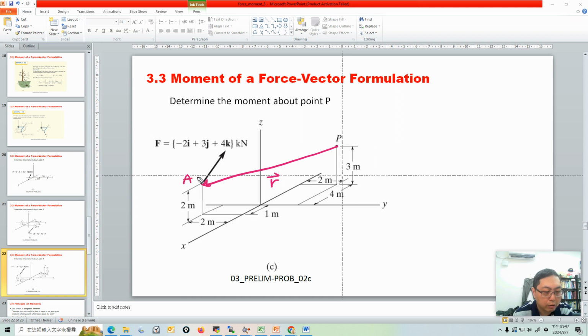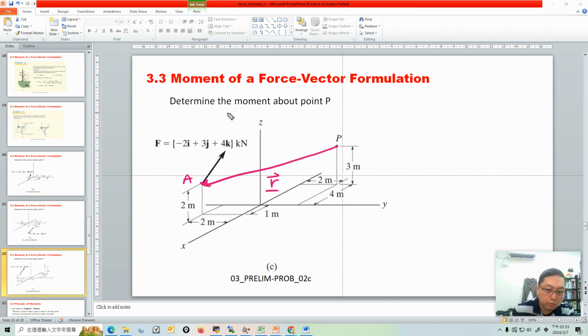If this point is A, it's also the coordinate of A minus the coordinate of P, because the vector is in this direction. So to calculate the PA vector, it's the coordinate of A minus the coordinate of P. Here are the coordinates X, Y, Z. They give you the information about the coordinates of point A and point P. After you get the vector, just R cross F, and you can determine the moment.